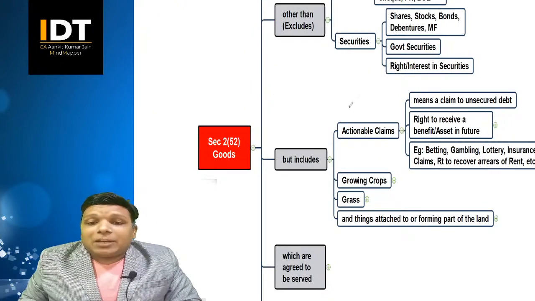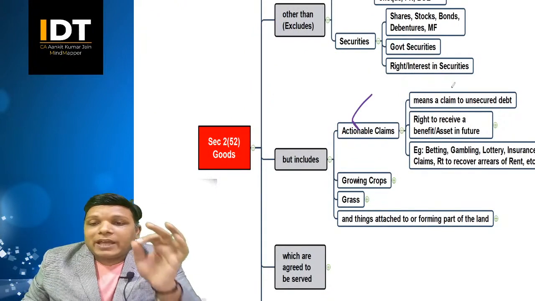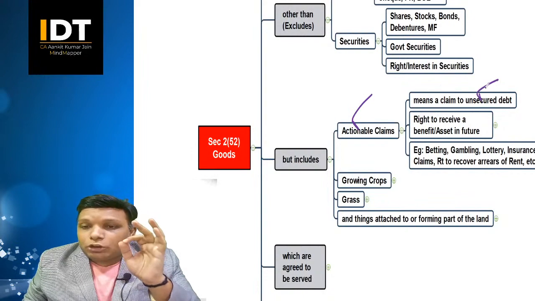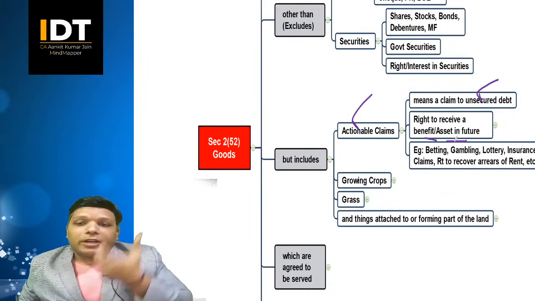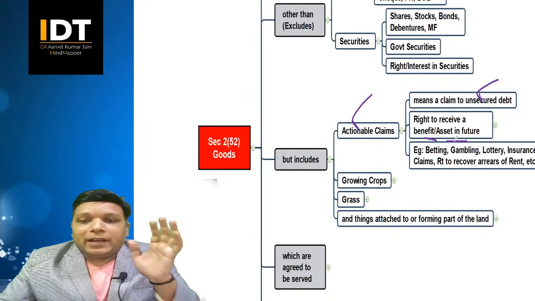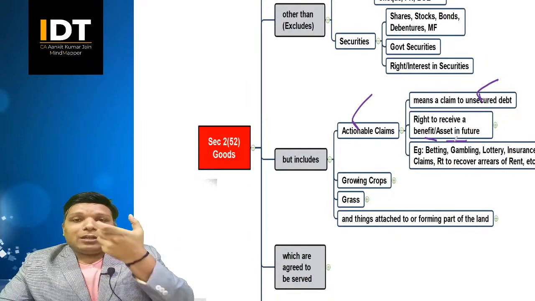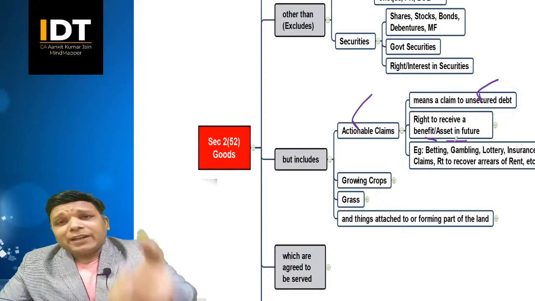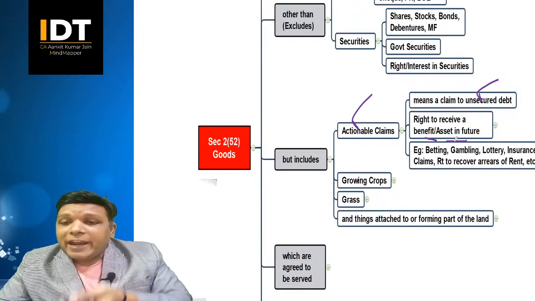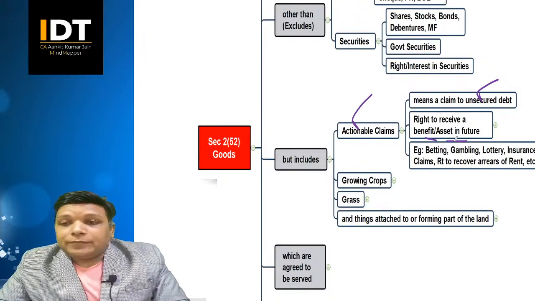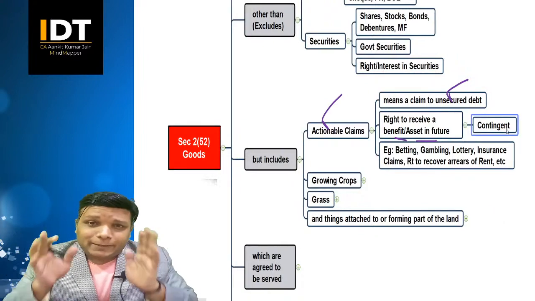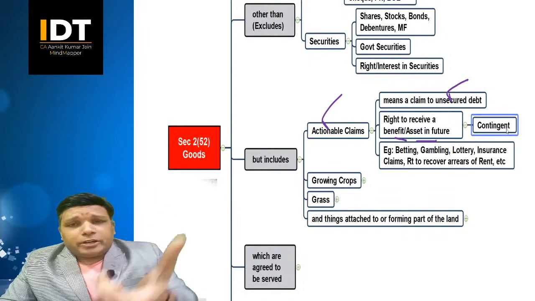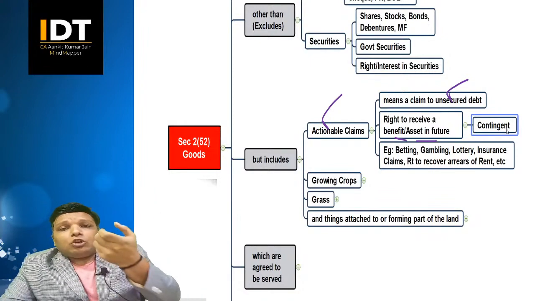Clear everybody? That means what will come under actionable claim? It means a claim to unsecured debt, rights to receive benefit and assets in future. I bought a lottery ticket, and I have a right on it. If the number on my lottery ticket comes, then I have the right to receive the benefit or asset in the future. That can be something like a contingent event. Correct? It is not sure that I will get something on the lottery ticket.